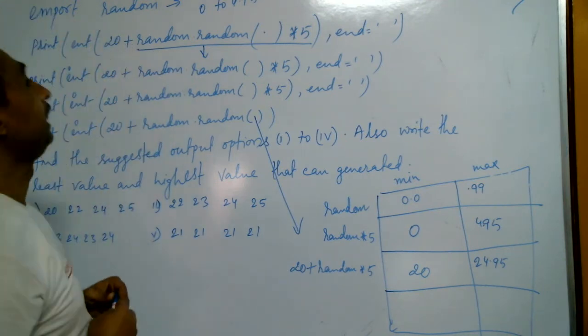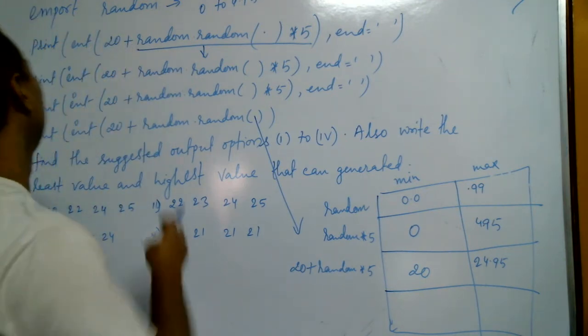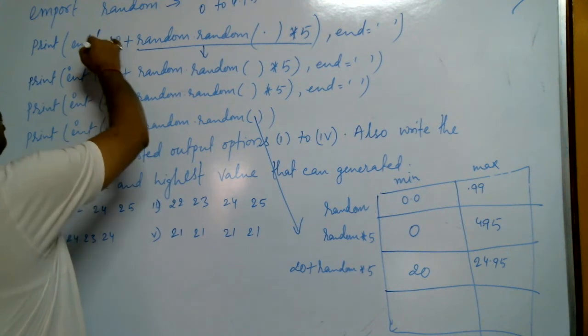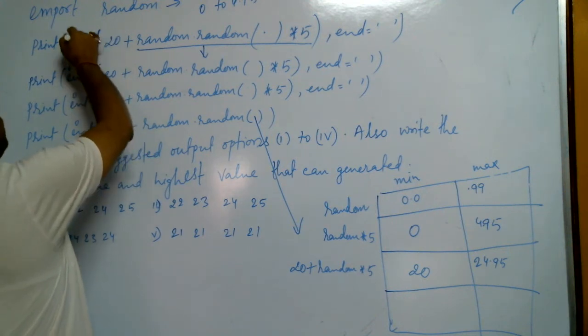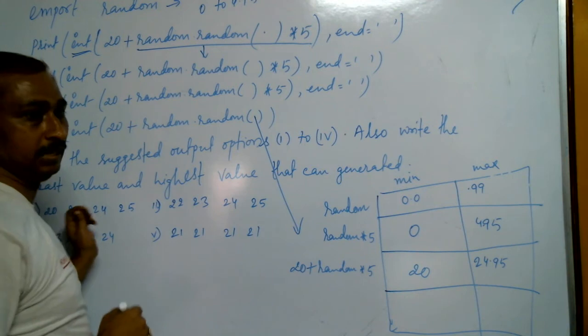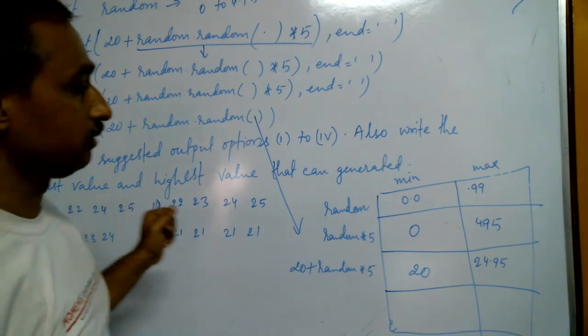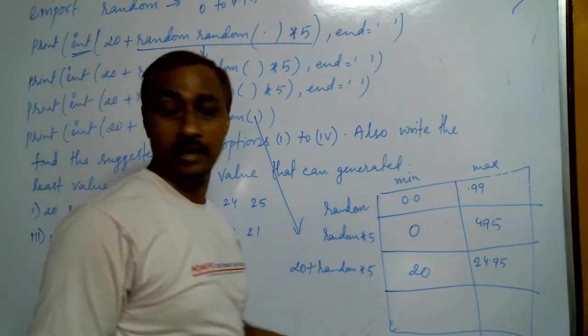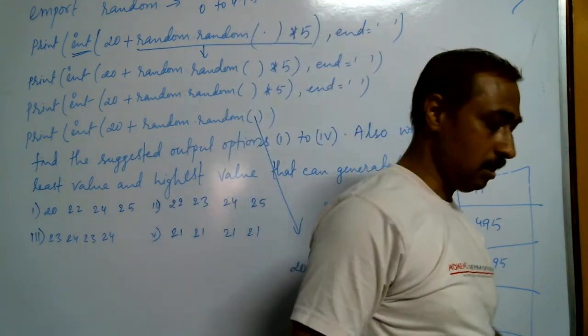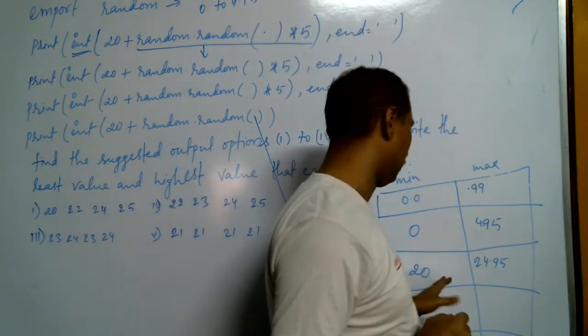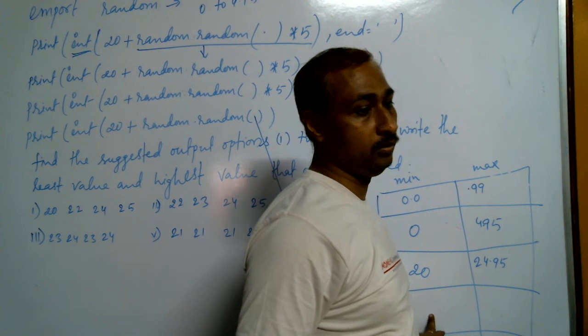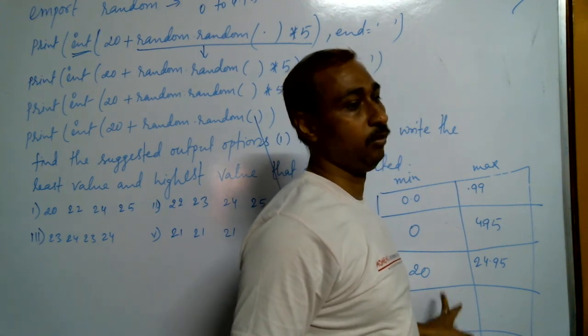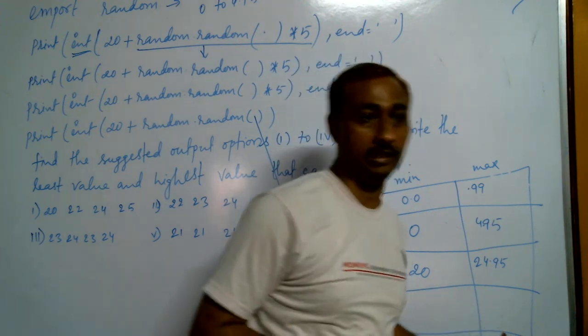Okay, next is outside this block, the int function is there. So what is the int function doing? It converts a floating point number into an integer.